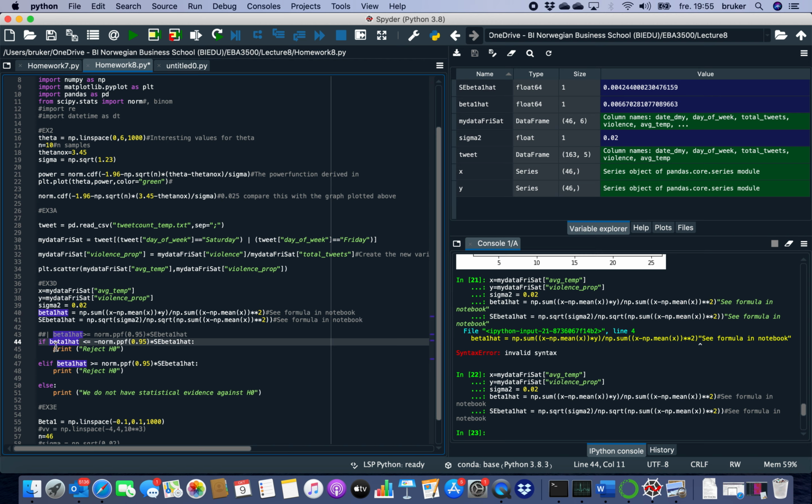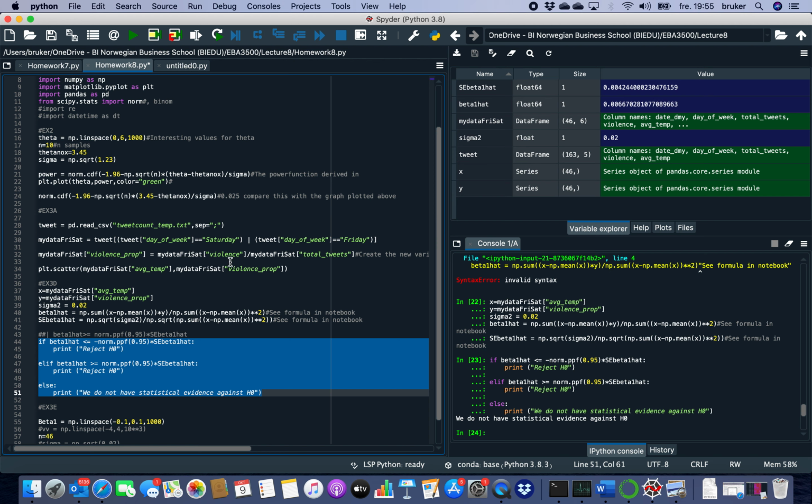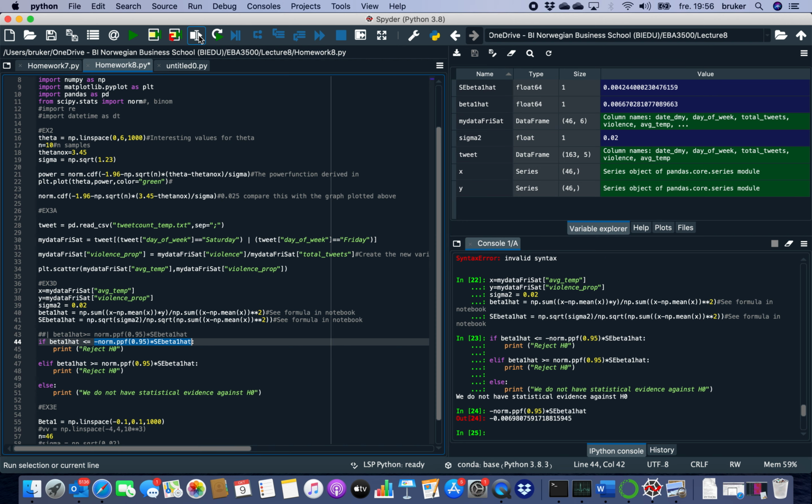So let's see what our result is. That's pretty exciting, I feel. Run. We do not have statistical evidence against H0. So this means that this beta 1 hat is not far enough from 0. So let's just check what this limit here was, just to understand that we didn't exceed it. That is minus 0.0698. And we remember our beta 1 hat. We can see this, that is positive, so that's not a problem. But let's look at this one here.